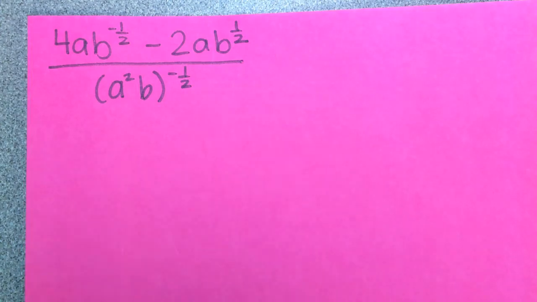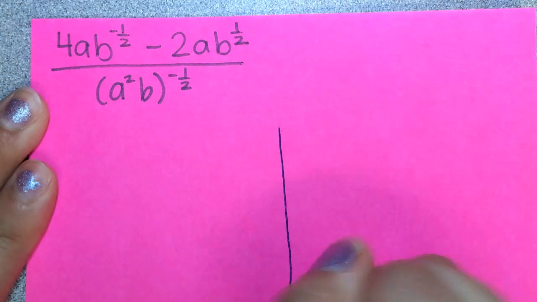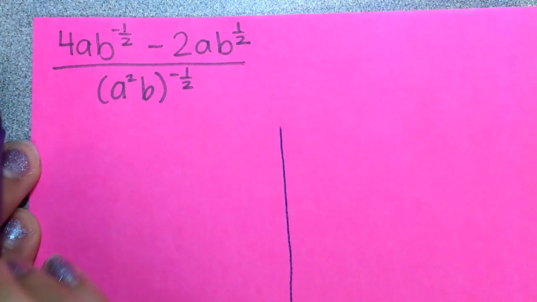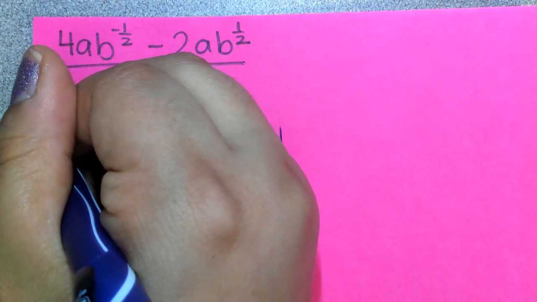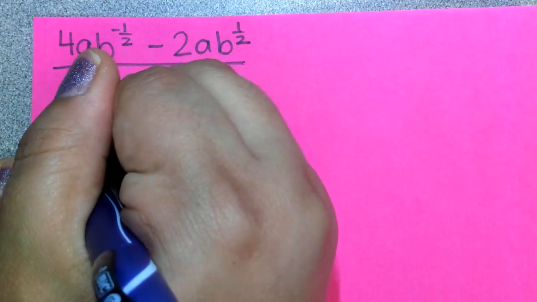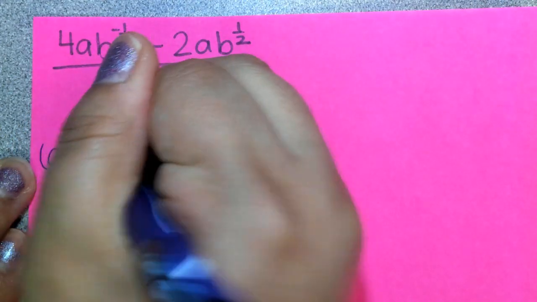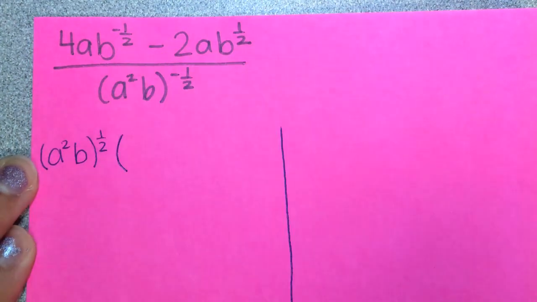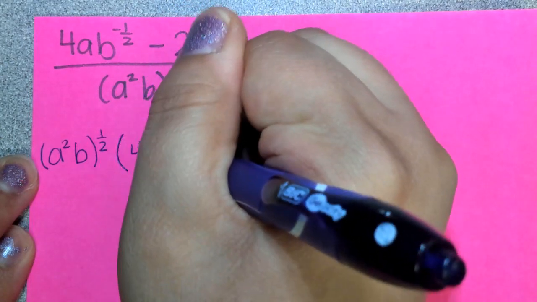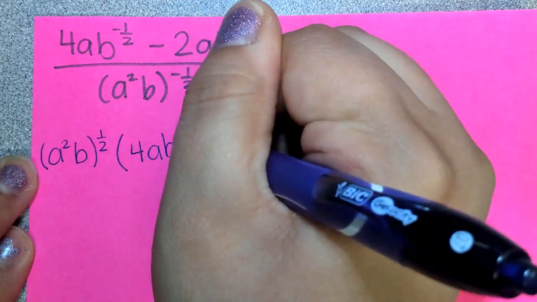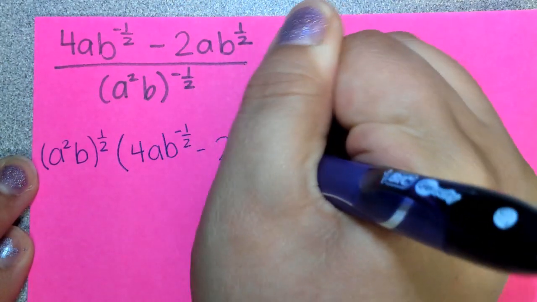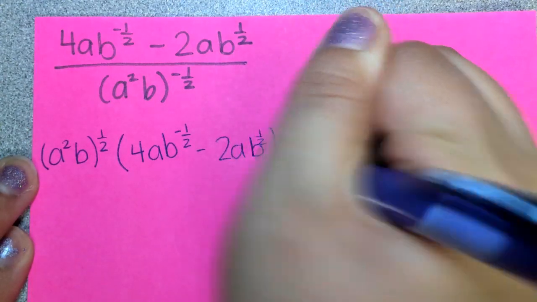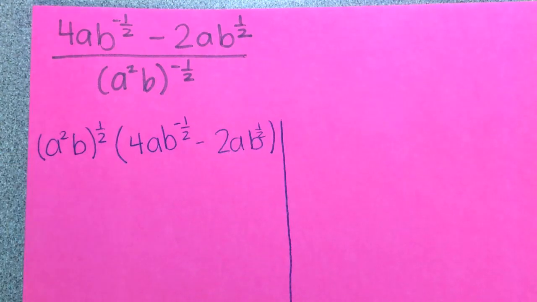So I'm actually going to show you two different ways to approach this. The first way is going to be what Lynn said, and I'm going to switch it to the top. So I'm going to bring it out front, a squared b to the 1/2, multiplied by, and then I'm just going to leave the numerator how it is. Do y'all agree with what I just did there? I got rid of the negative by moving it to the top. Now what?